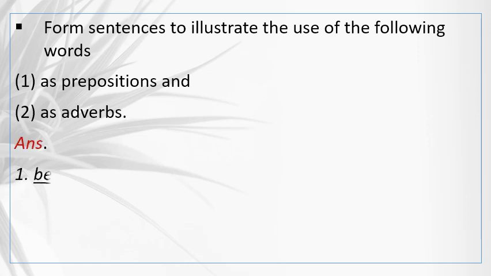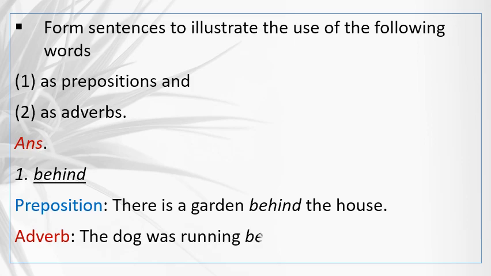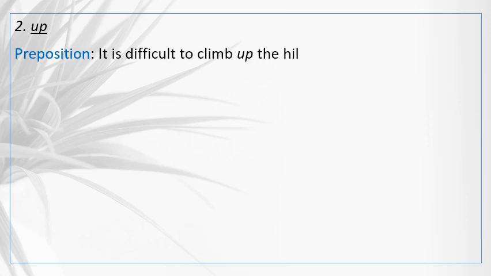The first word is behind. As a preposition: There is a garden behind the house. As an adverb: The dog was running behind. The second word is up. As a preposition, the sentence is: It is difficult to climb up the hill. As an adverb, the sentence is: Lift your head up.